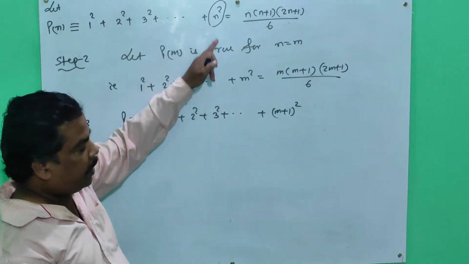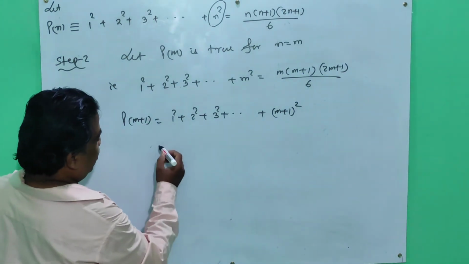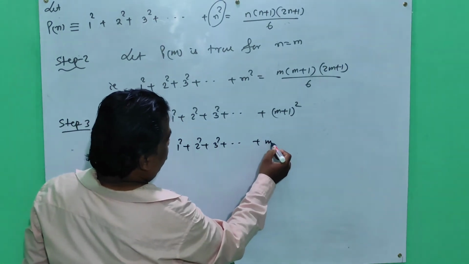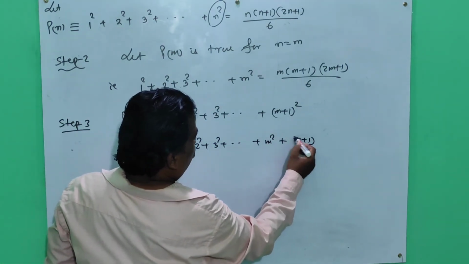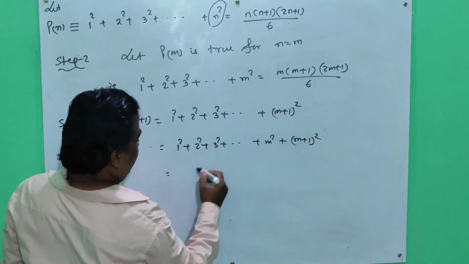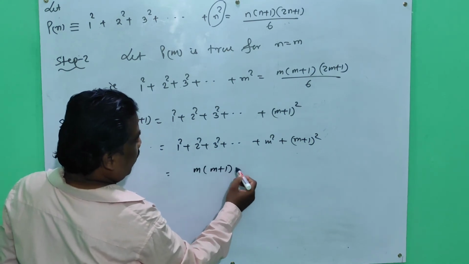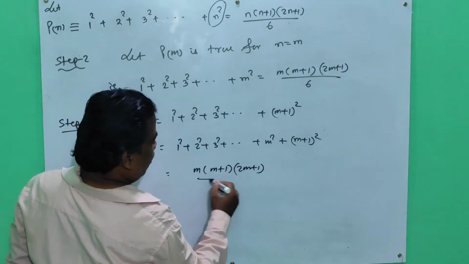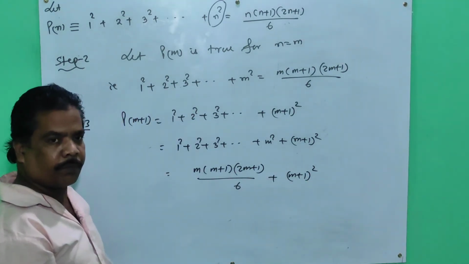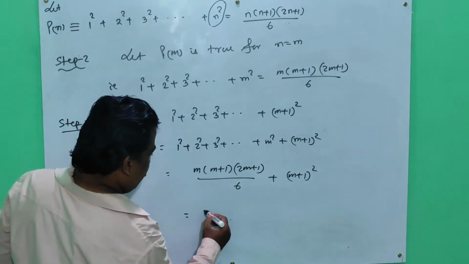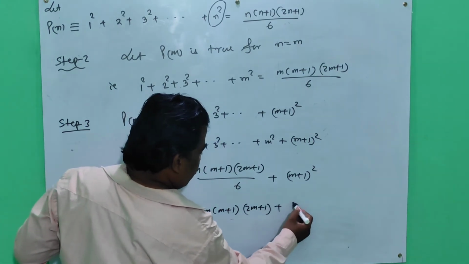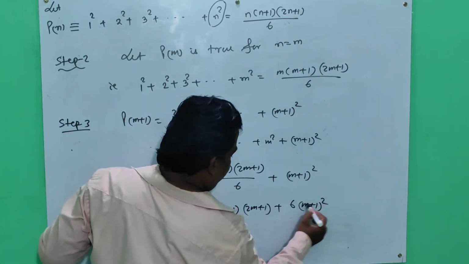When n is equal to m, the last term is m square, that is 1 square plus 2 square plus 3 square plus dot dot m square plus (m+1) whole square. Now the sum of 1 square plus 2 square plus 3 square dot dot m square is equal to m into (m+1) into (2m+1) by 6, plus (m+1) whole square. Take LCM 6, that is equal to m(m+1)(2m+1) plus 6(m+1) whole square, all by 6.